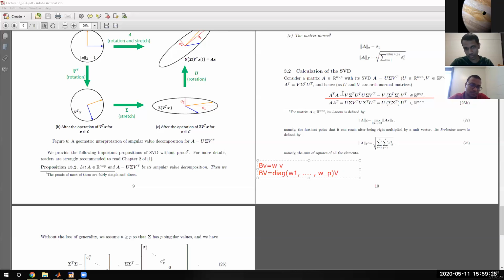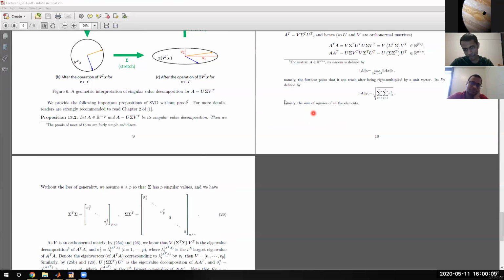And see here, what do you have? You have A transpose A times V equal to this, right? And then what do we do? Wait a minute, guys, I realized I made a mistake here. I should have written it this way. Sorry. So I multiply V on the right-hand side. So in matrix form I have A transpose A times V equal to V times this diagonal matrix. See it? Exactly the eigenvalue decomposition. And exactly the same for A A transpose. Okay, now you get it.